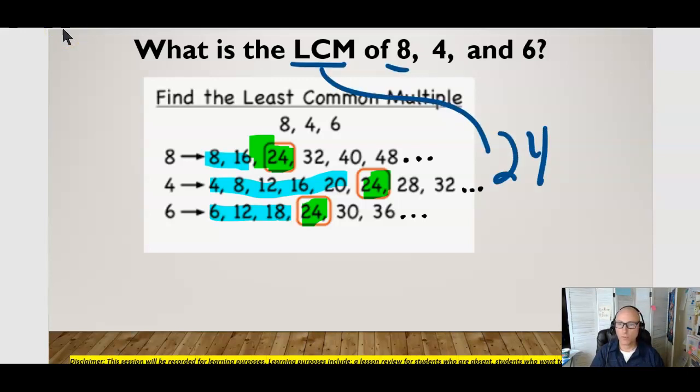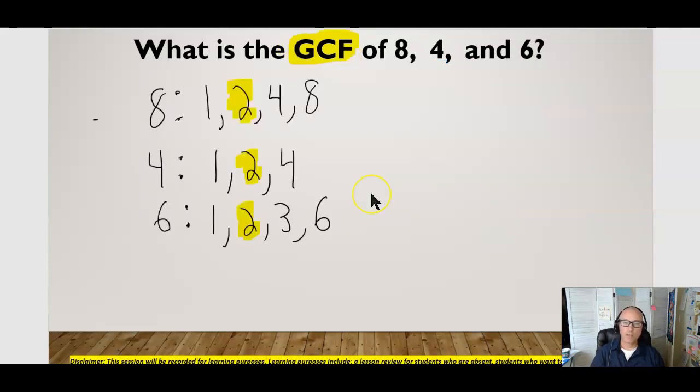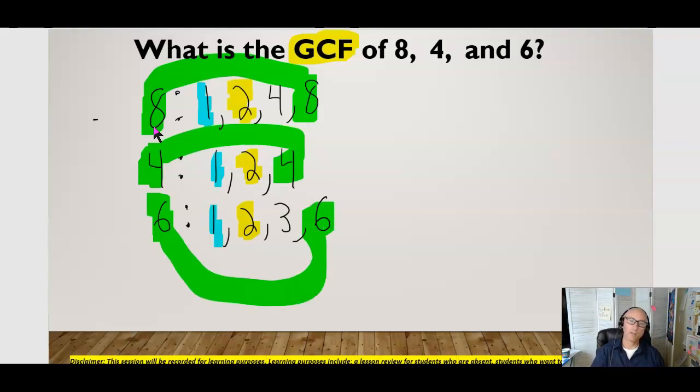But let's take these same numbers and find the factor. Remember, these multiples go on forever. That's what these dots mean. So are you going to find the greatest common multiple? No, it goes on forever and ever. It's infinity. What about the greatest common factor of these? So let's put out the factors. It always starts with 1, and it always ends with the number itself. So 8 ends with 8, 4 ends with 4, 6 ends with 6, and then you have what's in between. So what's common here?